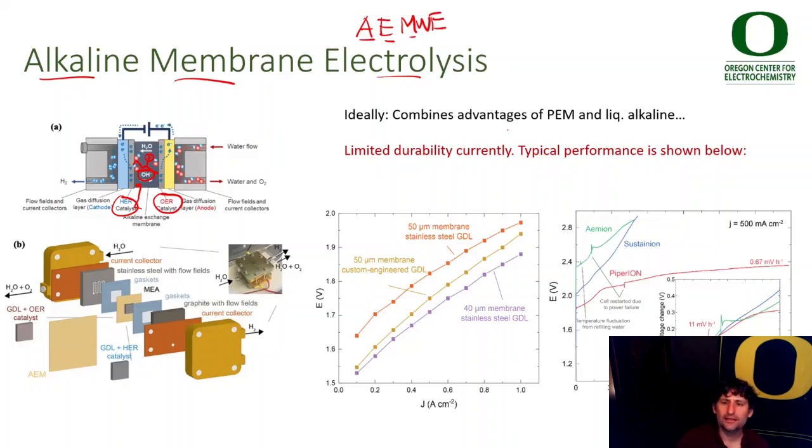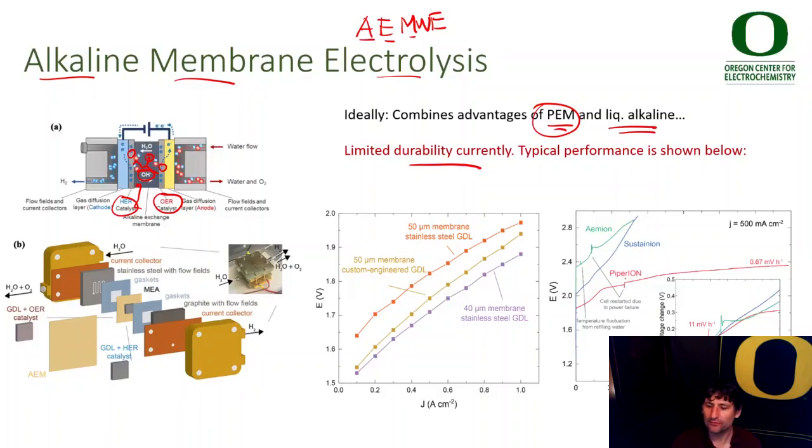And it combines the advantages of the proton exchange membrane system with the liquid alkaline system, because now we have an alkaline membrane, we have basic conditions at our electrodes where the reaction takes place. So in principle, we can use non-precious metal catalysts at both. And if we could get the performance of the proton exchange membrane system, that would be a real winner in the marketplace. The challenge right now is the performance isn't as good as we want it to be, and the durability is really far from where it needs to be.